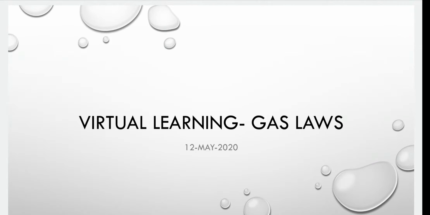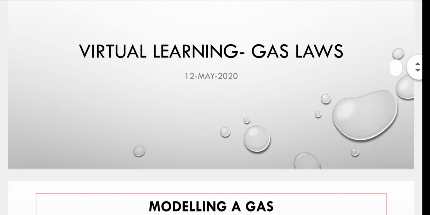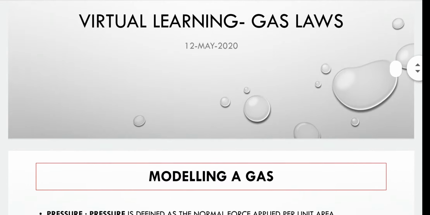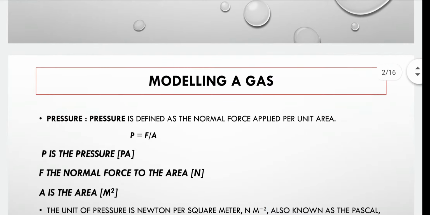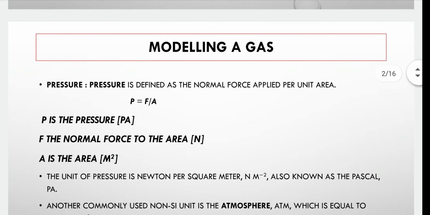Today's edition will speak about the gas laws, and we have three of them that we have to understand: how they work and how to apply them. First of all, we have to understand that pressure is the applied force over an area. We calculate it by this formula: P equals F over A.